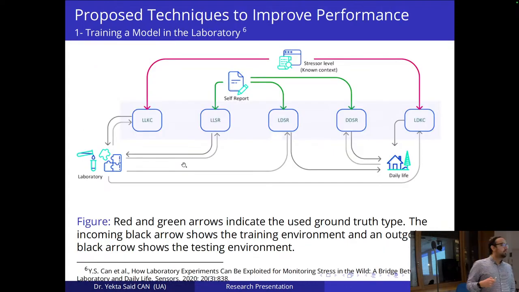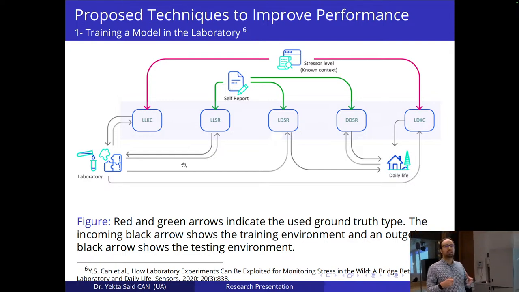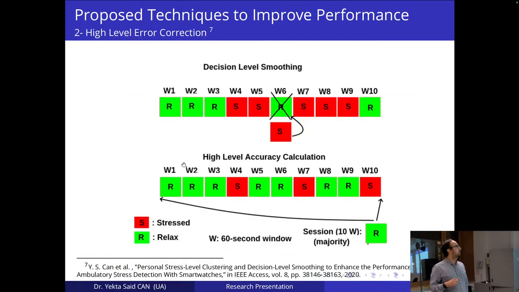For example, what if we develop our models with the data collected in the laboratory environment and test our performance in daily life, instead of developing and testing our models in daily life? Because laboratory data is less noisy, we can create better models this way. And we have achieved around 20% accuracy improvement by using this technique.